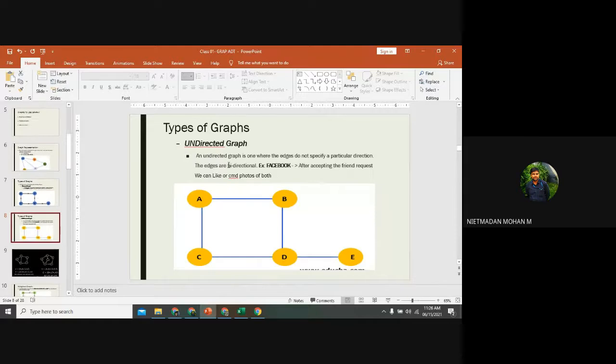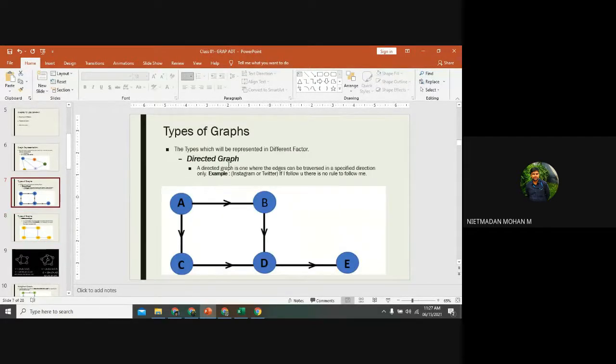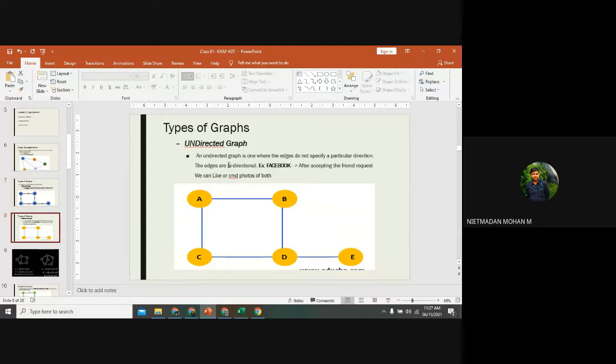And the second thing will be an undirected graph. An undirected graph is one where the edges do not specify any particular direction. In a directed graph the edges are unidirectional, and here the edges will be bidirectional. So in the undirected graph, the edges will be bidirectional. It can be traversed from any end to any end.